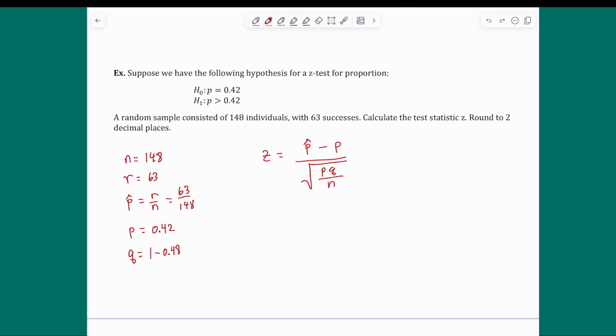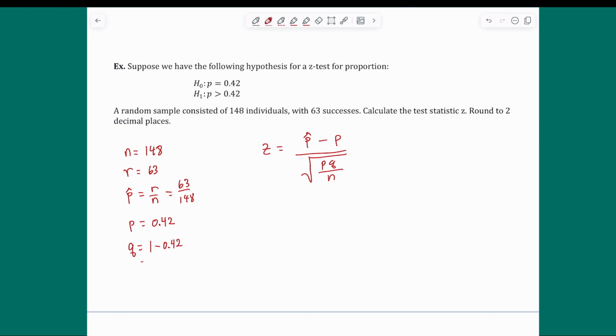oops, I put 0.48 there for some reason, 0.42. That gives us q equal to 0.58. And n is 148. Okay, and so now we can plug those numbers into our formula. So p hat would be 63 over 148. Then subtract off p, which is 0.42. Divide that by the square root of 0.42 times 0.58. And then divide that by n, which is 148.